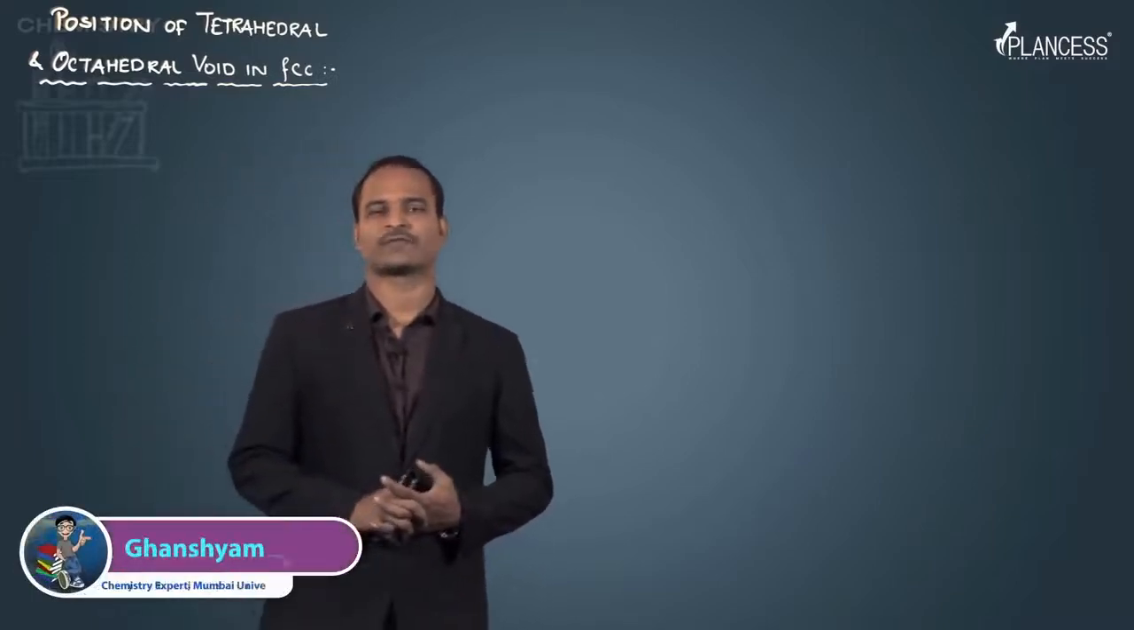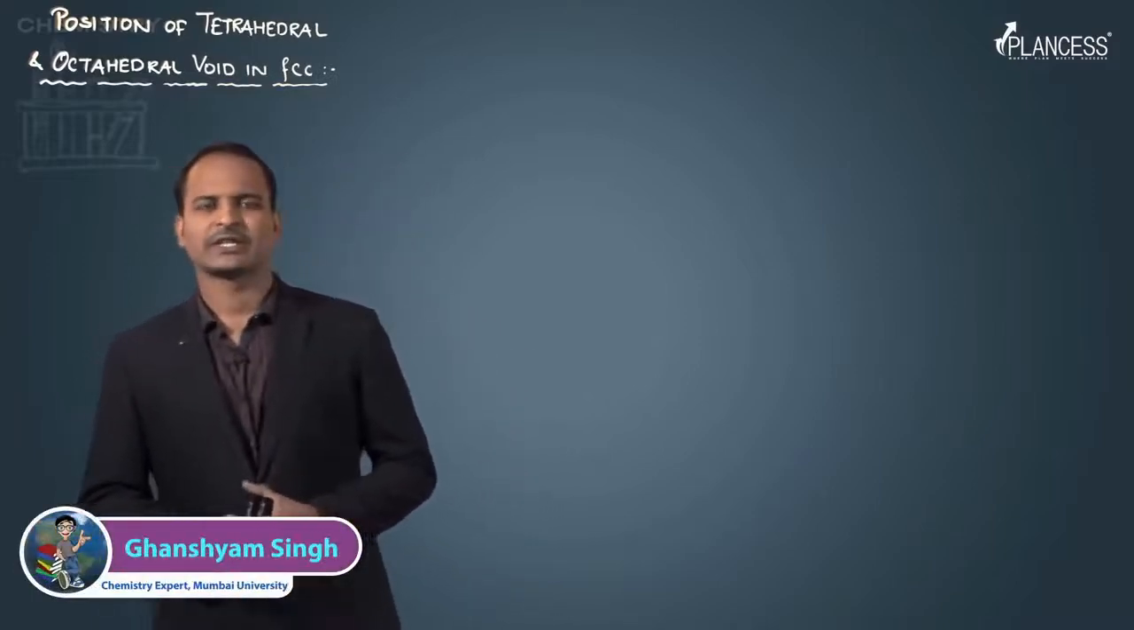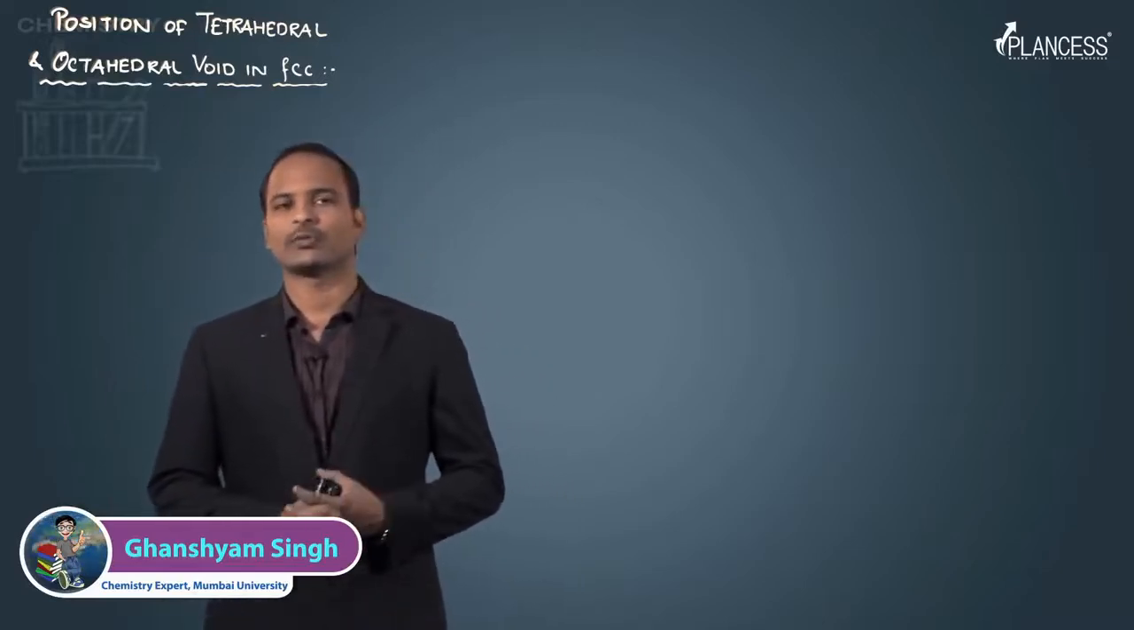Next is the position of tetrahedral and octahedral void in a FCC unit cell. FCC unit cell is called a face-centered cubic cell. The face-centered cubic cell, where the particles are present on the corners as well as at the center of each face, is called a face-centered cubic cell.